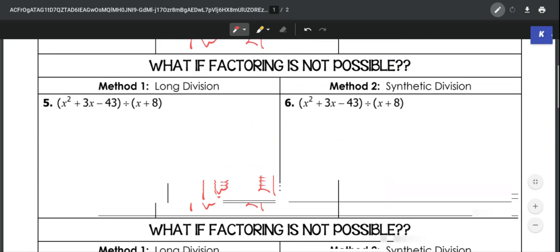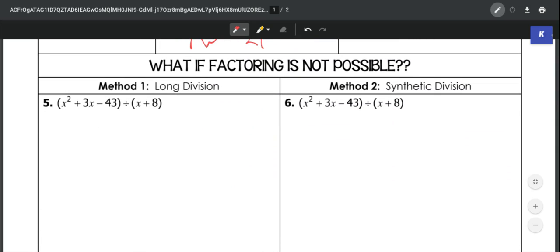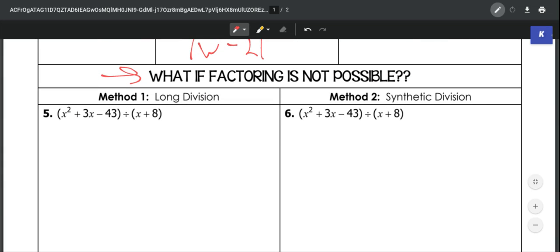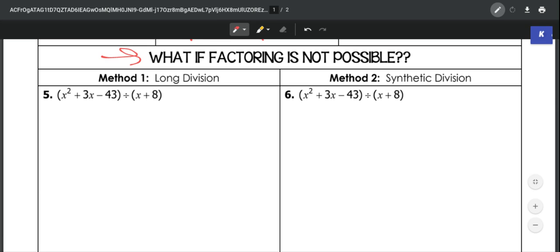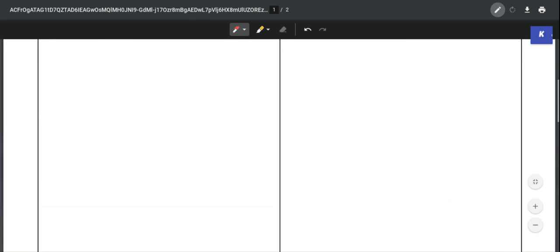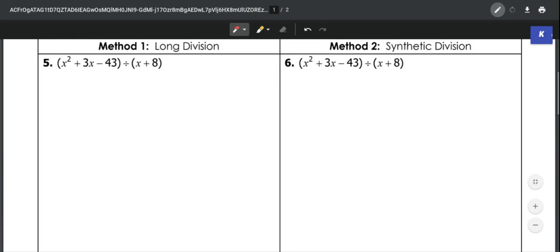We're going to look at long division and synthetic division when factoring is not possible. So I'm going to pretty much give you the choice of whichever one you want to use. Personally, I like synthetic division better, but I'm going to show you both so that you can use both. If you notice on 5 and 6, we have the same exact problem. So when we do this, we'll end up getting the same answer, but it's a good way to show you that either way you do it works.